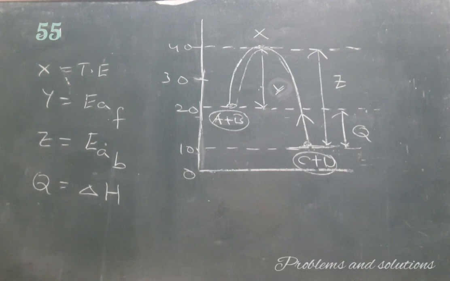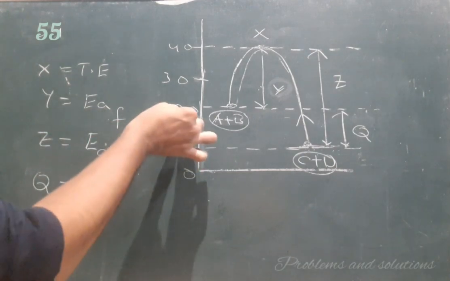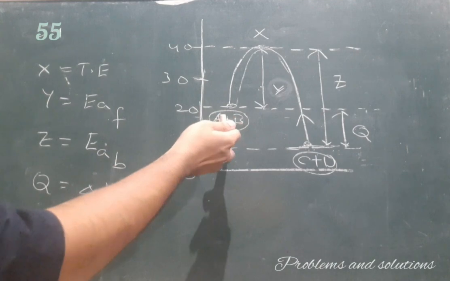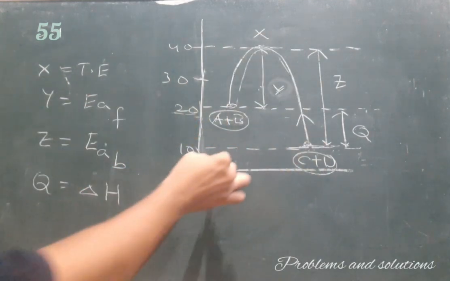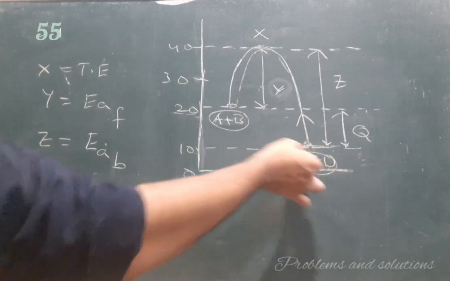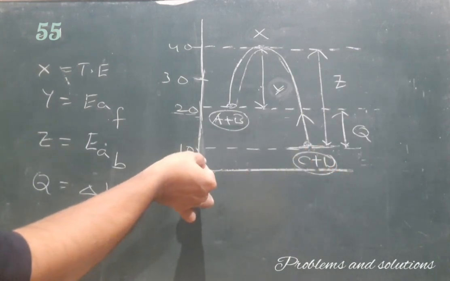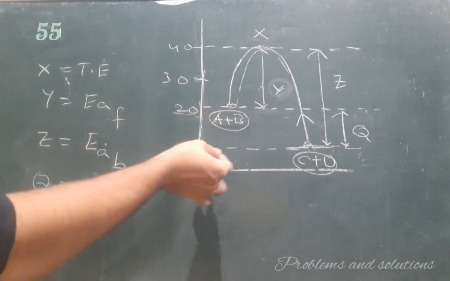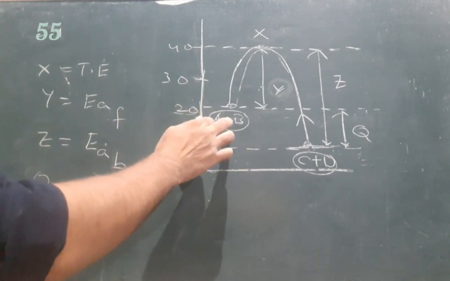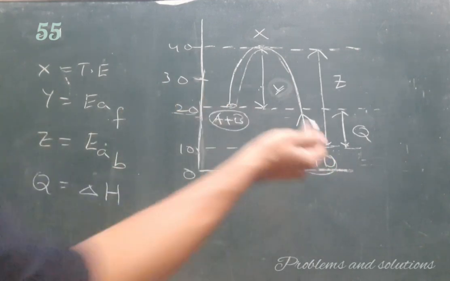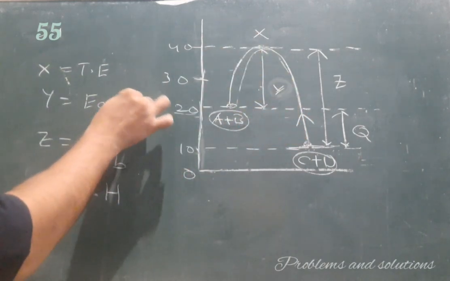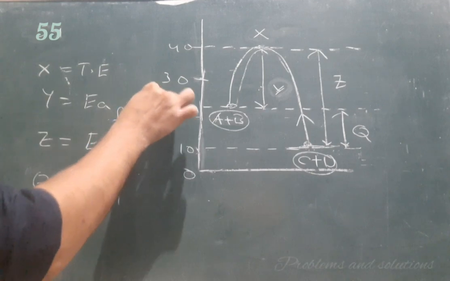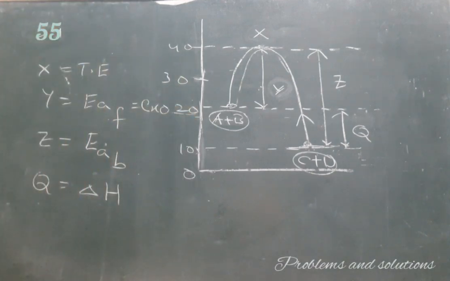Now here we can observe that reactants have energy 20 and the products have energy 10, right? We know that these are assumed values, but here the energy of reactants is more than the energy of products. So definitely the forward reaction is an exothermic reaction.